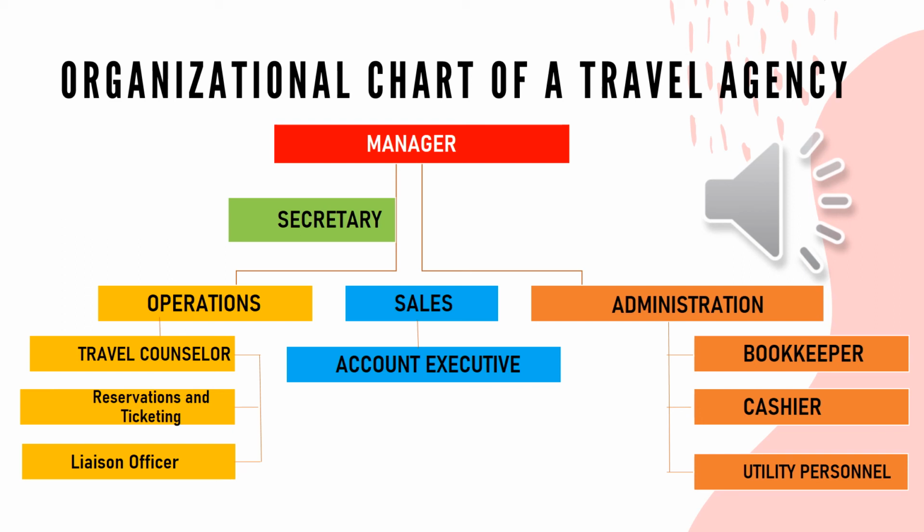Cashier also can be two. Bookkeeper can also be two, depending on the size and flow of the business. Utility personnel can also be two, because sometimes they handle courier servicing in a travel agency. So it's important that one utility personnel is left inside the office and one is the one doing the transaction outside. So the number of persons in a specific position depends on the size and flow of the business.